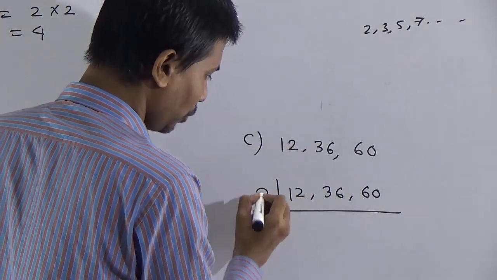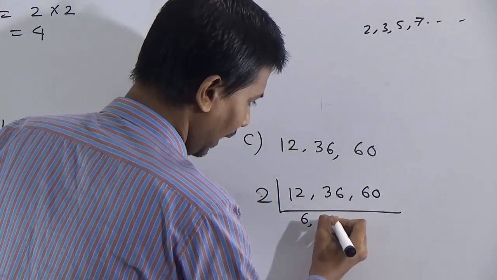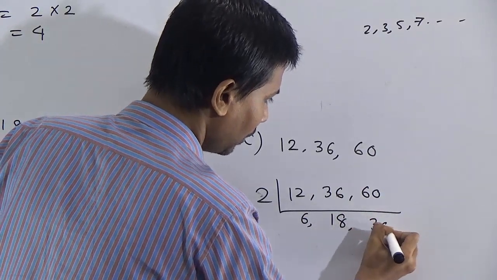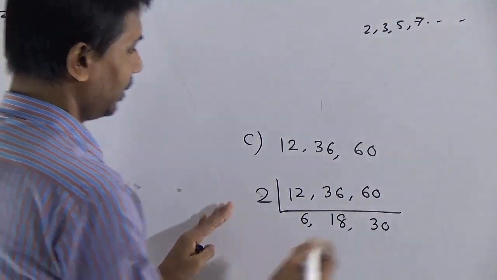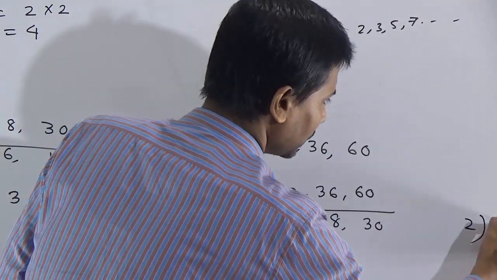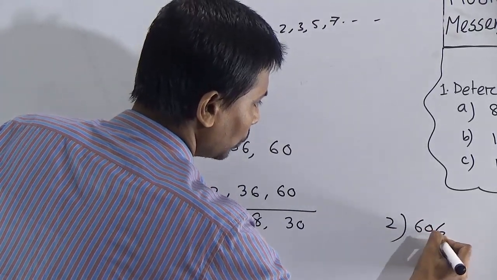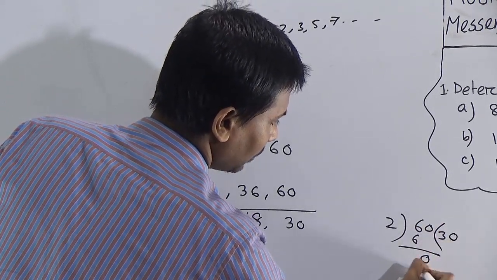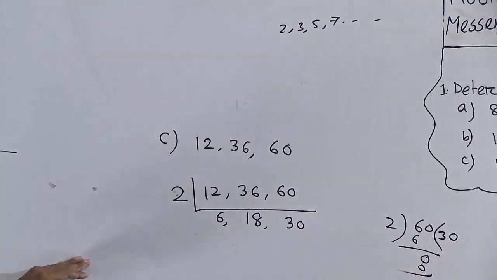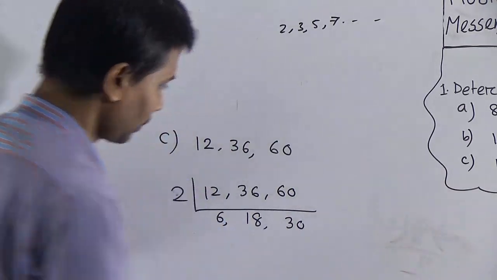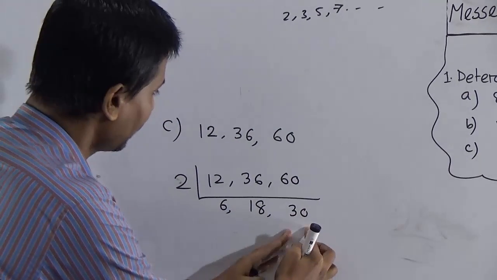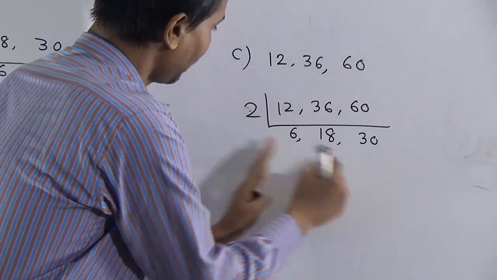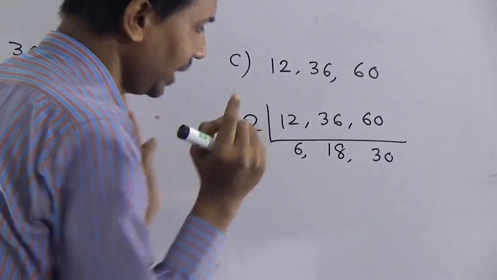Divide 12 by 2, then you get 6. Then you get 18. Then you get 30. Dear student, suppose you divide 60 by 2, then you get 30. If you divide 36 by 2, then you get 18. Similarly, 12 by 2, then you get 6.